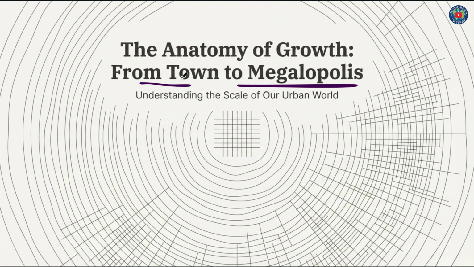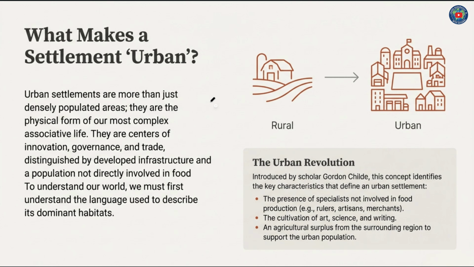Different stages of urban development. Understanding the scale of our urban world. First of all, what makes a settlement urban? What is the definition of urban? Urban settlements are more than just densely populated areas. They are the physical form of our most complex associative life. They are centers of innovation, governance, and trade, distinguished by developed infrastructure and a population not directly involved in food.